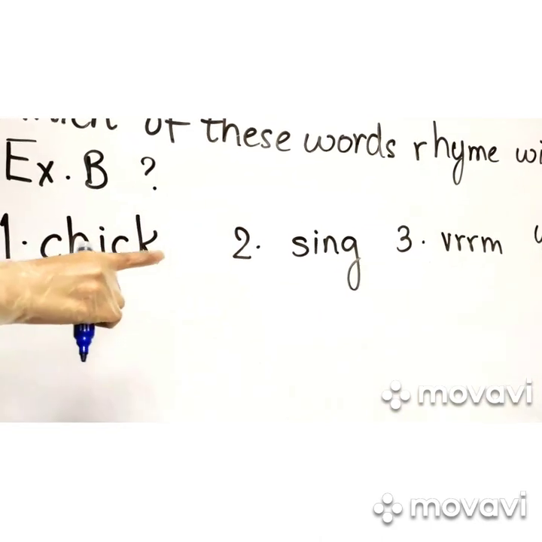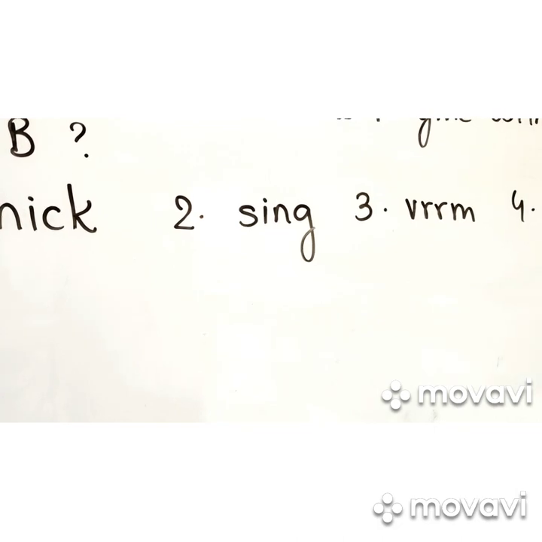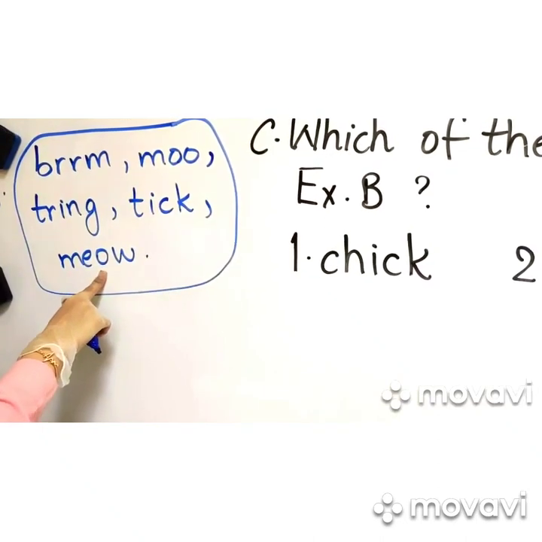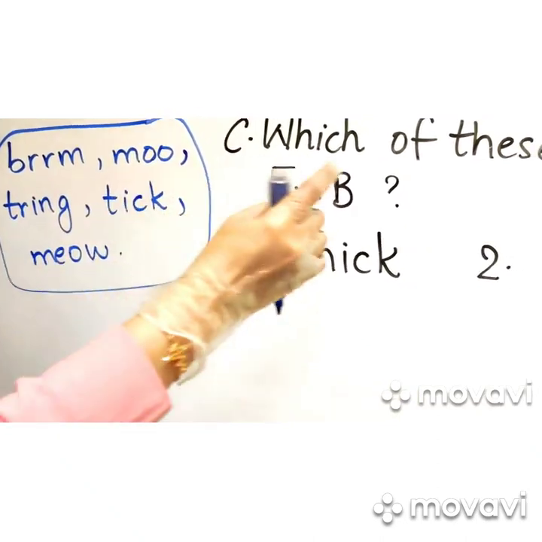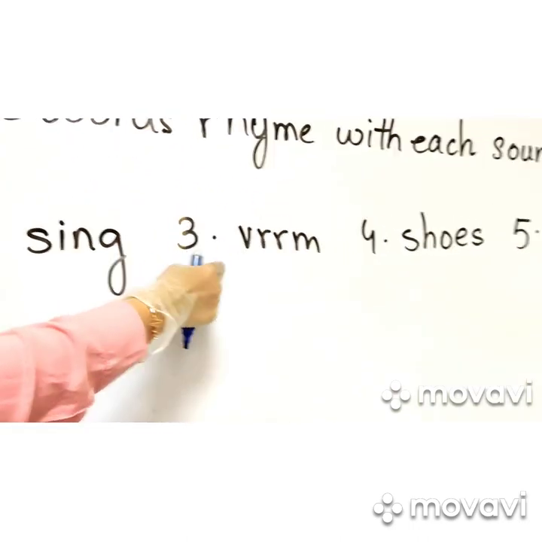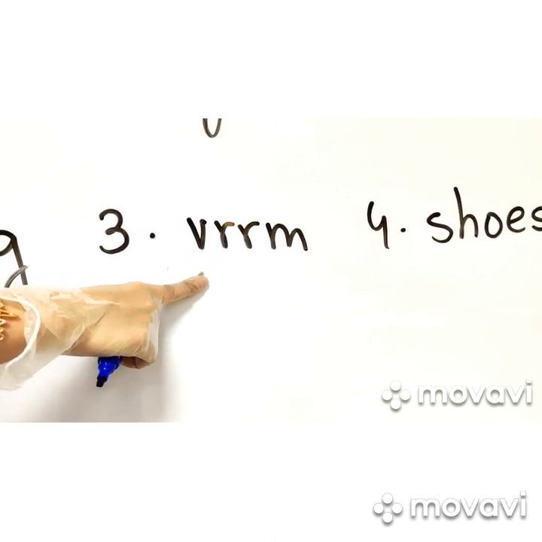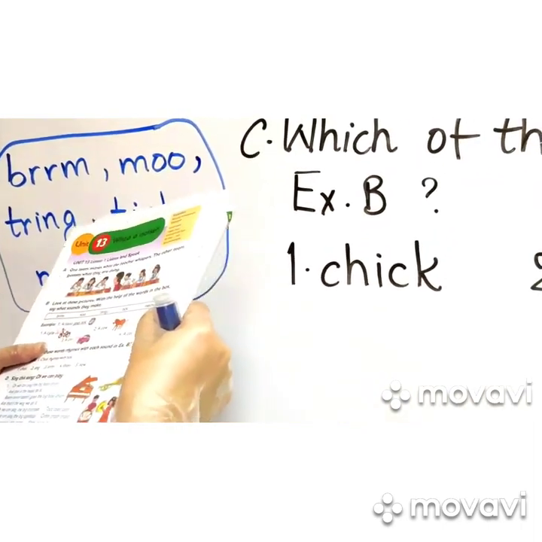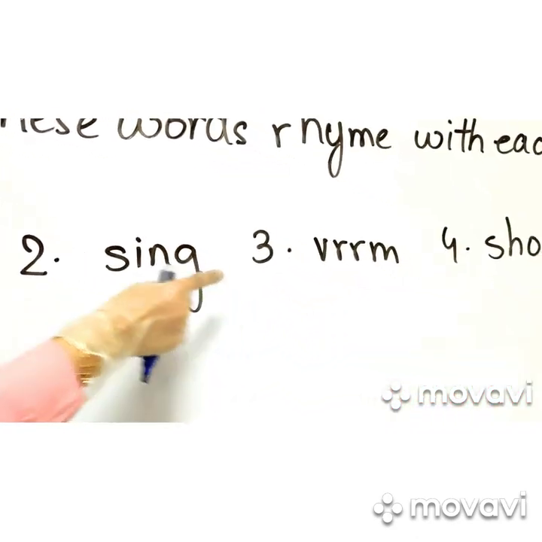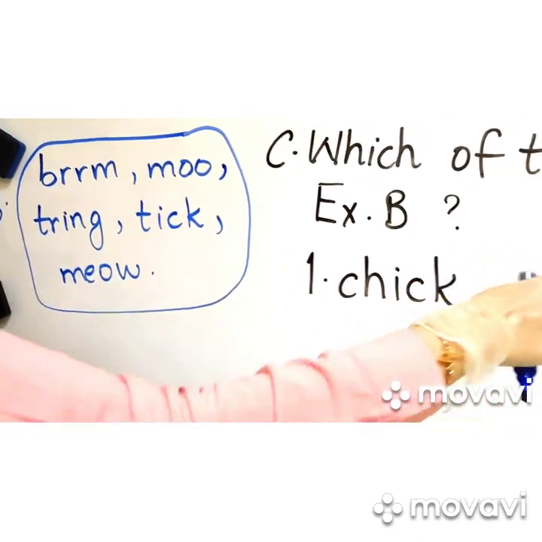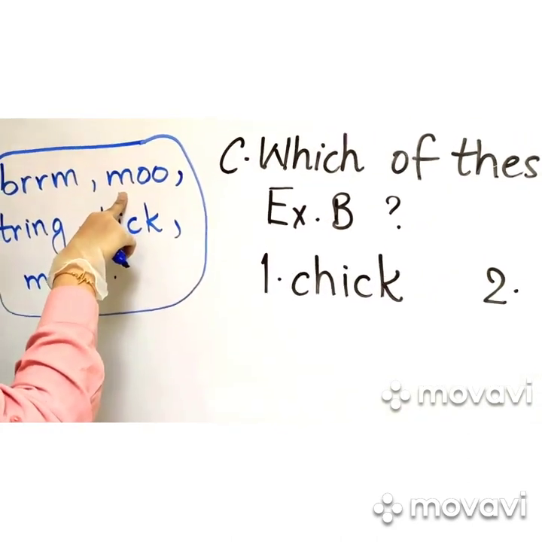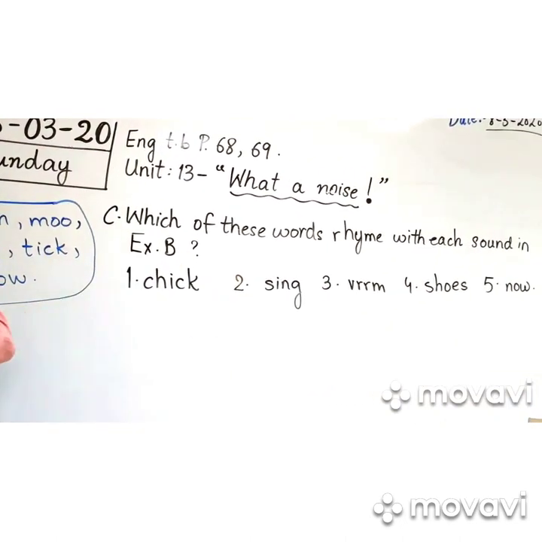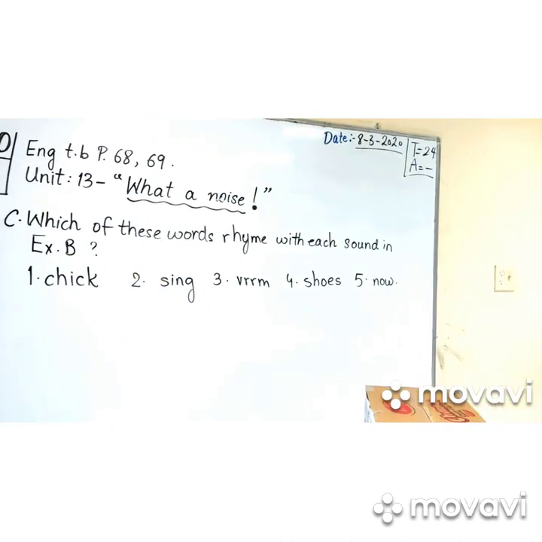Sing. Which one looks like or sounds like or rhymes like sing? Is it drink, tick, or meow? Very good, it's drink. Number three, vroom. Which thing makes this sound, can you tell me? Very good, a motorcycle. Do you think it rhymes with meow? No. Or does the word broom match or rhyme with moo? No way. Maybe it's this one. Do you think this rhymes with broom? B-R-R-M or V-R-R-M? Yes, it is.